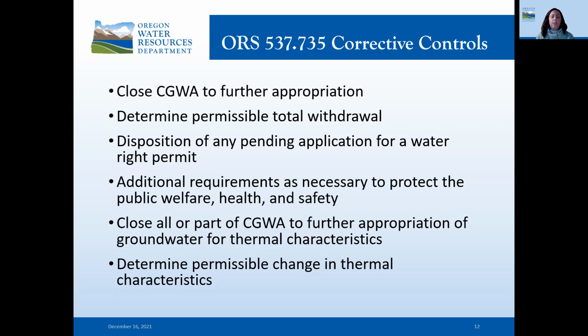So these corrective control provisions, as I mentioned, are different than the corrective control provisions we'll be talking about in the next section. Ken, I do see you have a question.